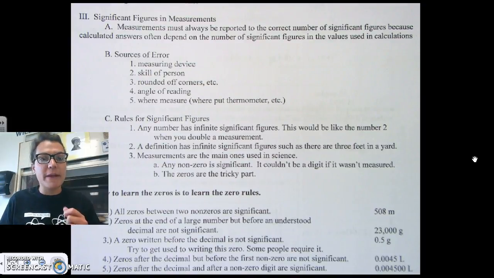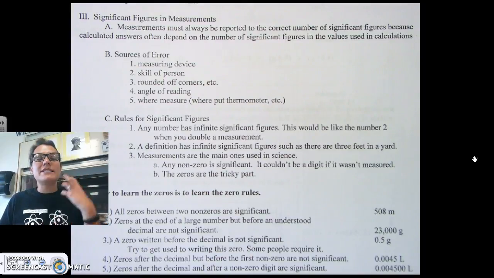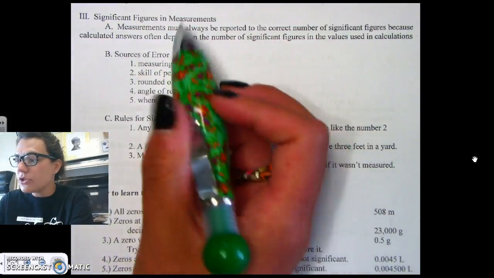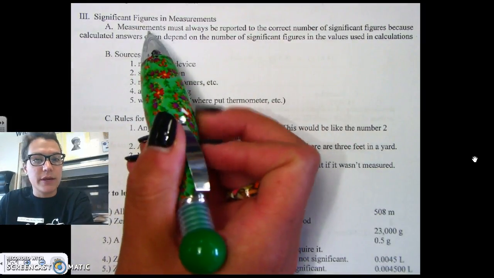In chemistry, we have to deal with significant figures because sometimes we have error because of some things. Okay, we can only be as significant or as precise as the instrument or tool that we are using in a lab setting. Okay, so let's just look through this really quick.